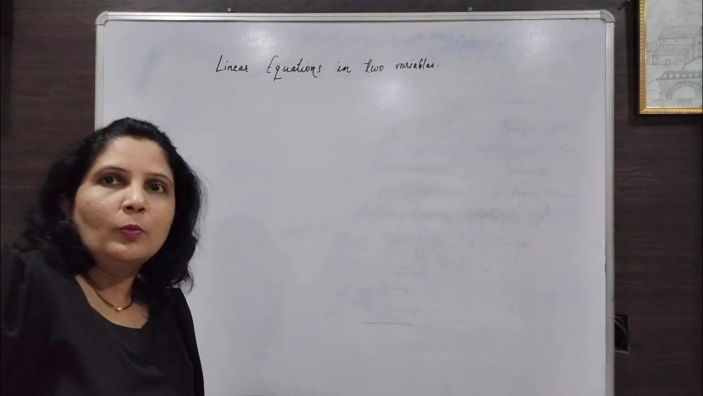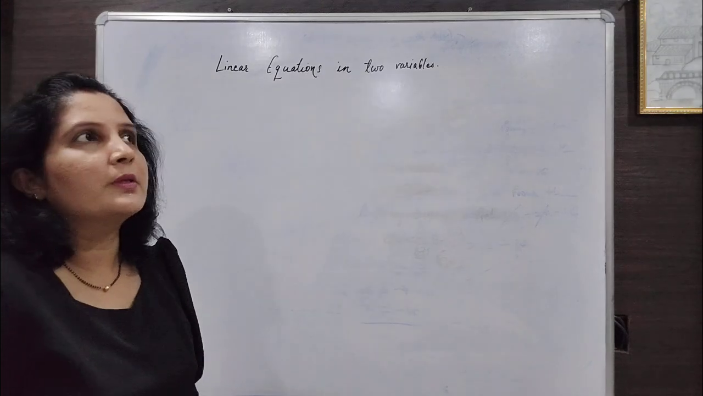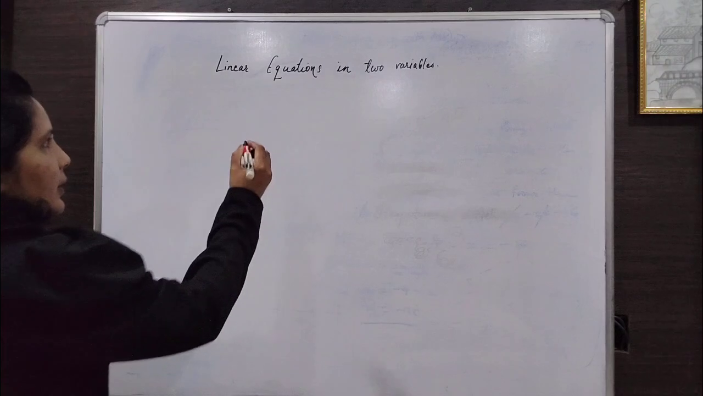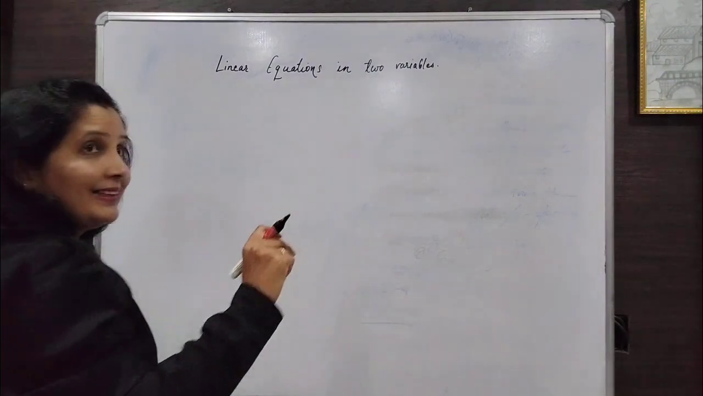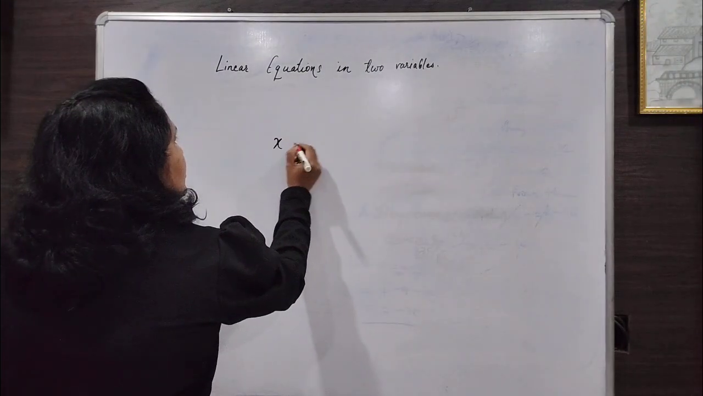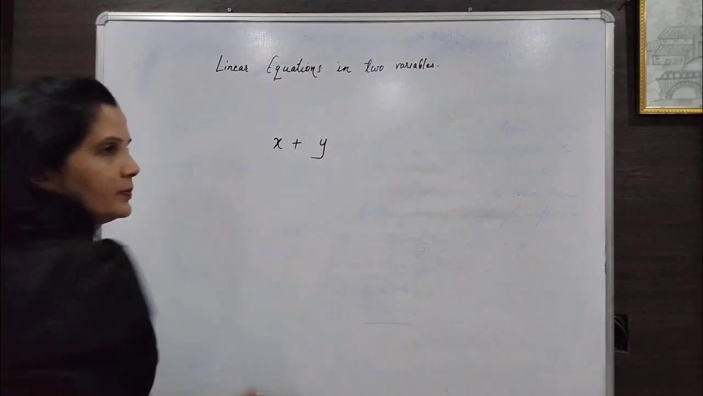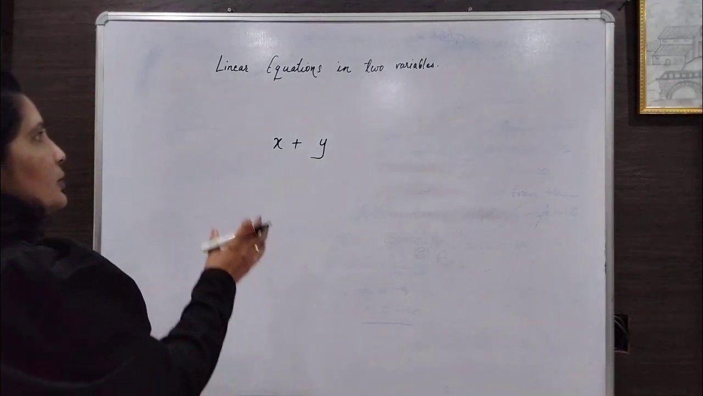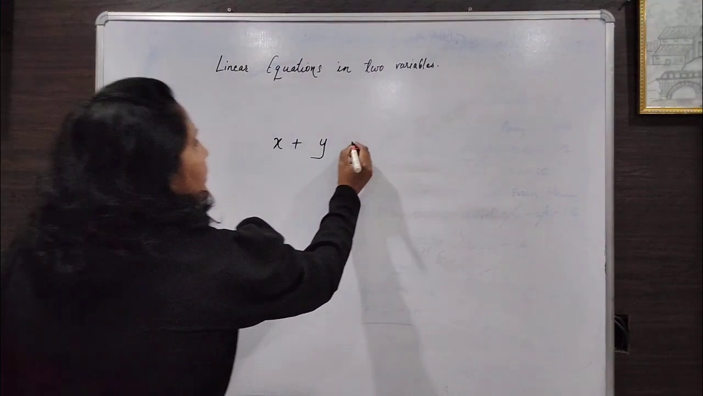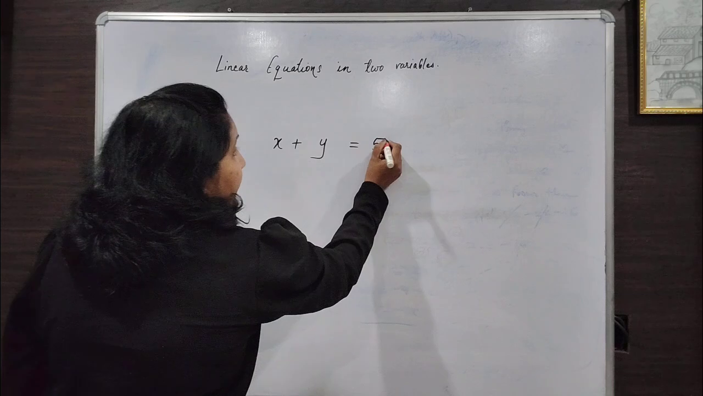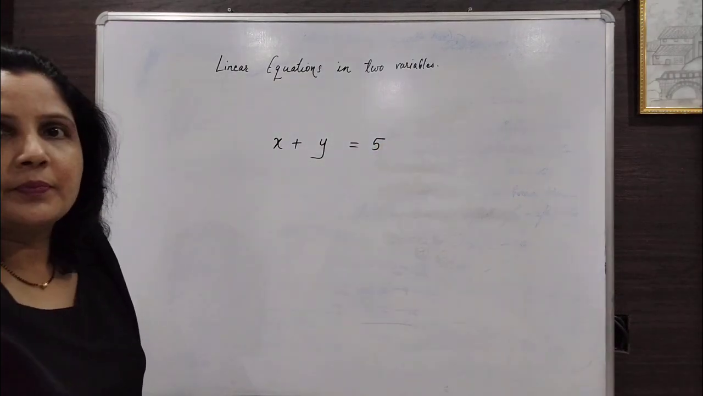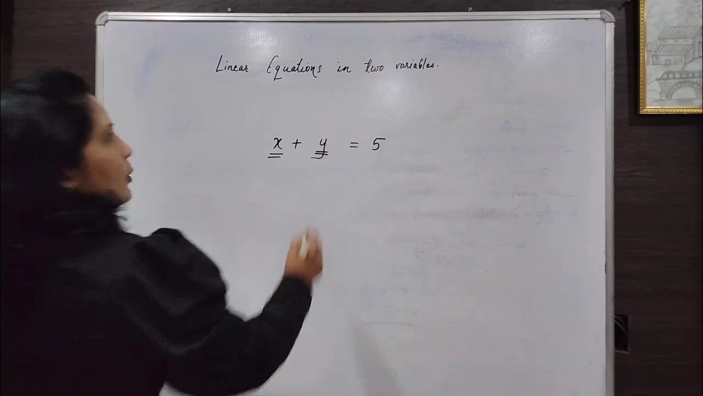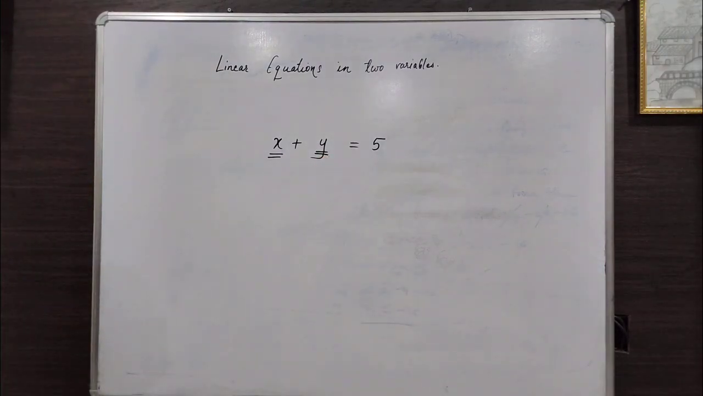So let's start: what is a linear equation in two variables? Let's see the basic thing first. Suppose I take two values which I don't know, so x and y. When I add x plus y, the answer I get is 5, where the values of x and y are unknown.